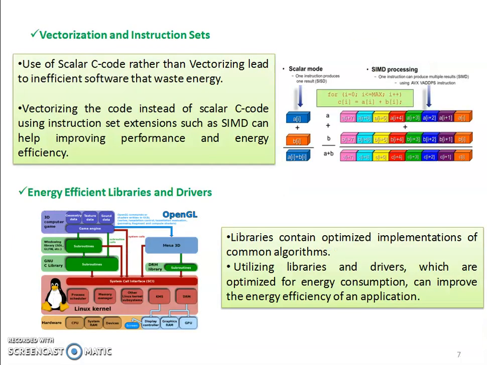Now, the fourth one is vectorization and the instruction set. Vectorizing the code instead of scalar C code, using instruction set extensions such as SIMD, can help improve performance and energy efficiency. SIMD is the abbreviation for single instruction multiple data and can be described as performing the same action on two or more pieces of data with a single instruction in order to exploit data level parallelism.